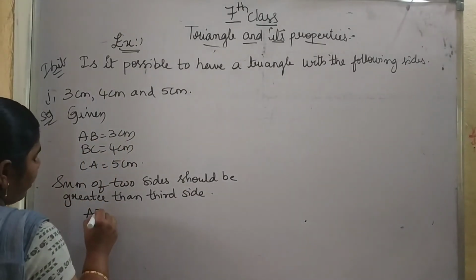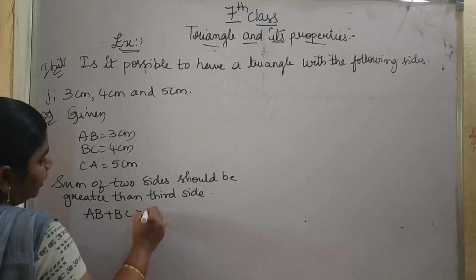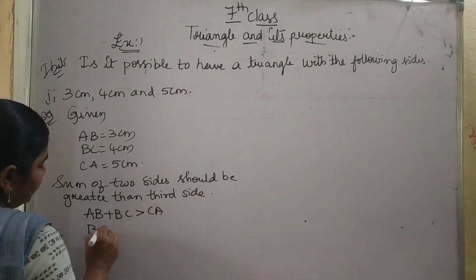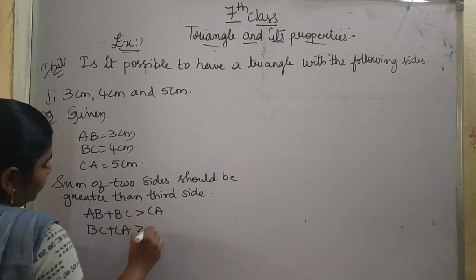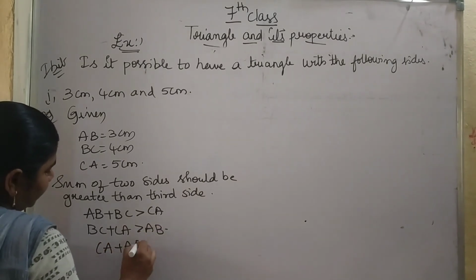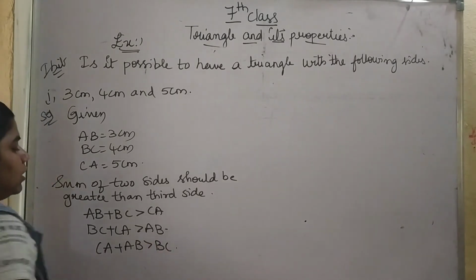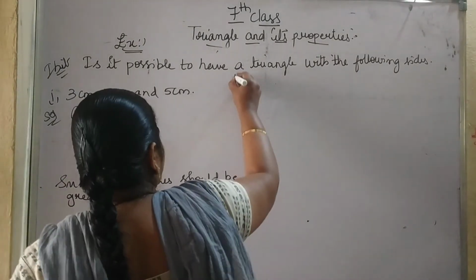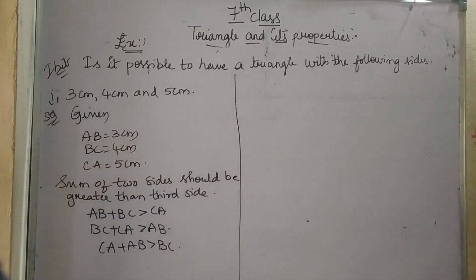So what is the condition? AB plus BC should be greater than CA. BC plus CA should be greater than AB. CA plus AB should be greater than BC. So here just substitute the values in these three conditions. All three conditions should be satisfied.